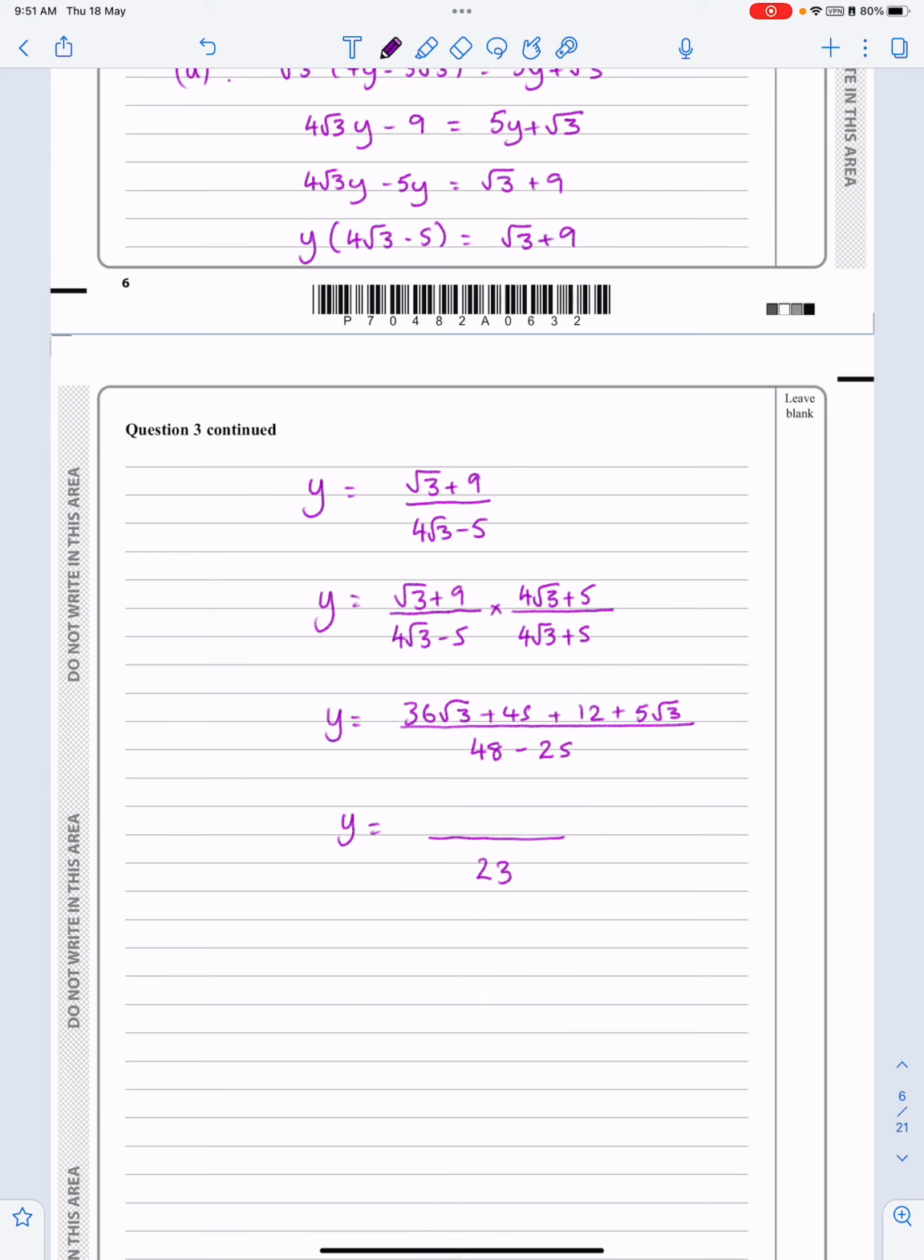And on the top, quite often here, they'll have multiples of 23 and things will cancel out. It doesn't in this case. It's actually just 41 root 3 plus 57. But there are situations where we'd be looking to cancel things here, but not in this particular question. Okay, hopefully that makes sense.